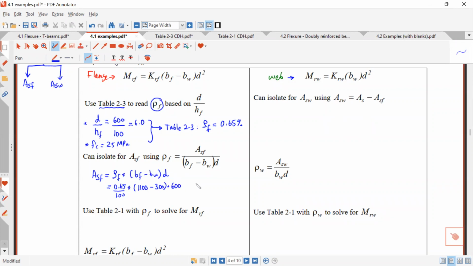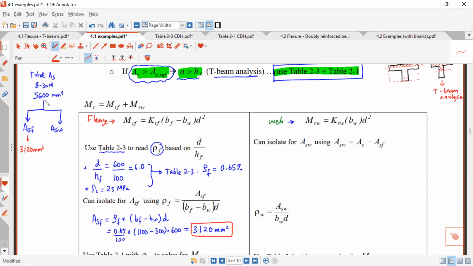So if I do this, I'll find 3,120 millimeters squared, right? So this is this ASF. Okay, we found ASF is 3,120 millimeters squared. Okay, now I can get this ASW.